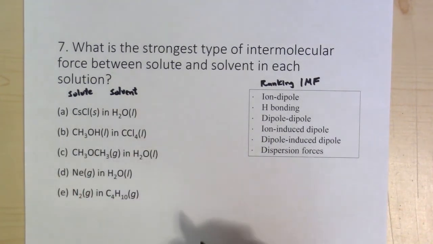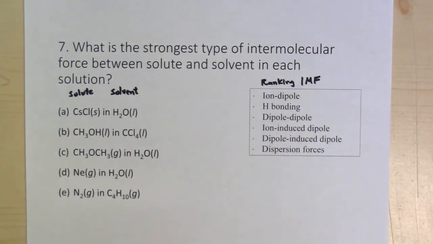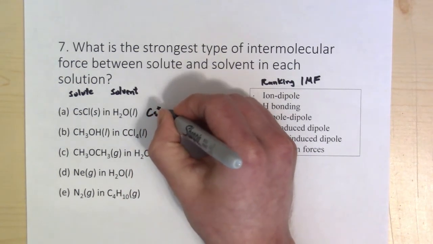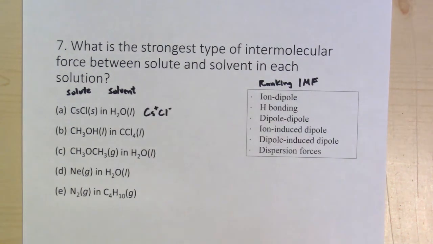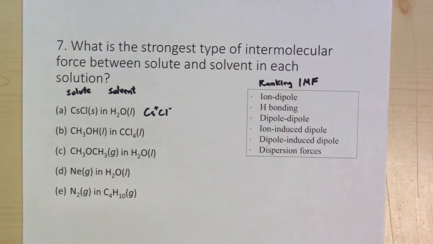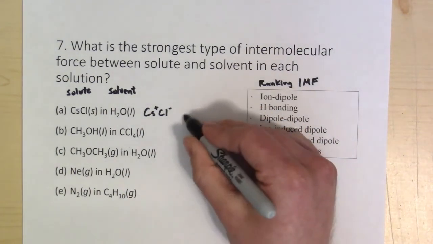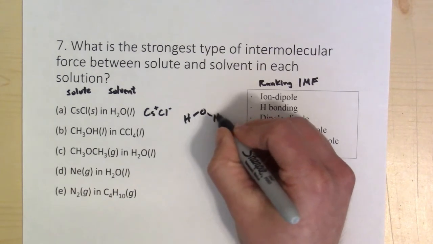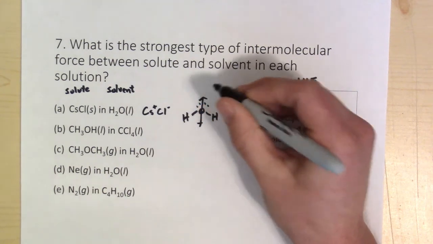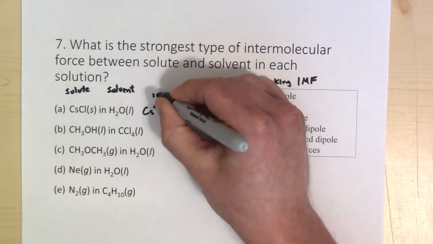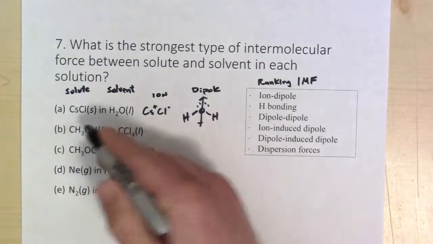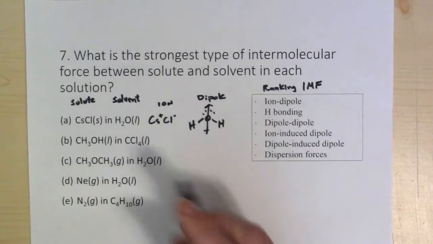So starting with A, cesium chloride, that is a salt. So cesium plus Cl minus. So that's going to be a possibility of either ion dipole or ion-induced dipole. It depends on water. So water, which we've seen drawn several times, we know that it has a molecular dipole. So for A, it is going to be ion dipole.